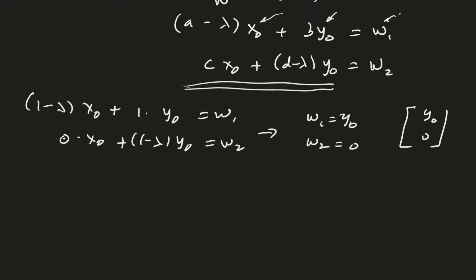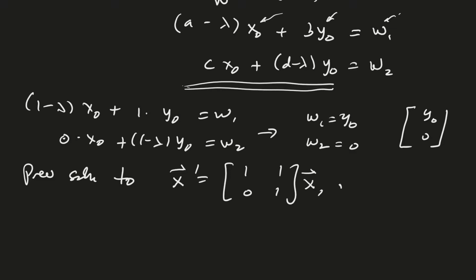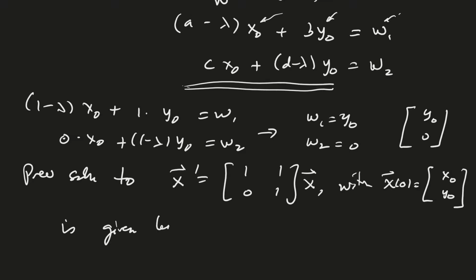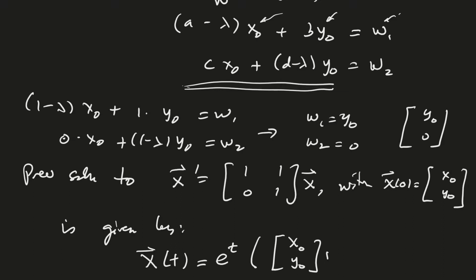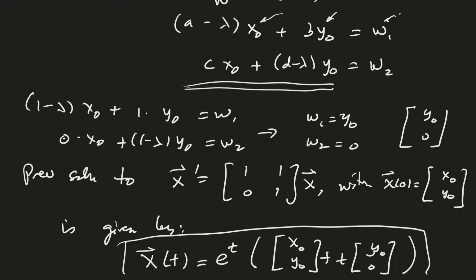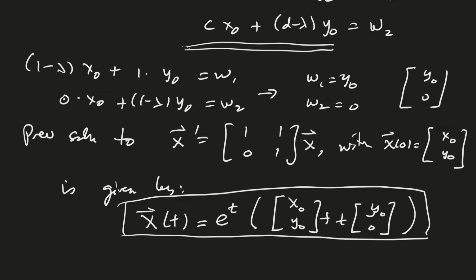And so the previous solution to x prime equals the matrix [1, 1; 0, 1] times x, with x of 0 being x0, y0, is given by x of t equals e to the t times, I'll go ahead and write it out, (x0, y0) plus t times (y0, 0). Good. And that is your solution. Notice that this solution is in terms of the initial condition.